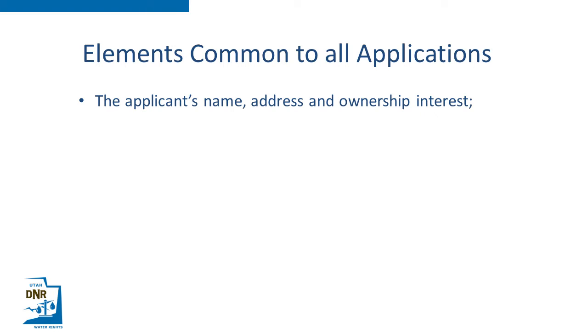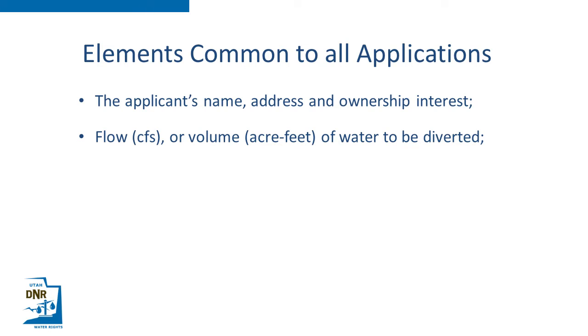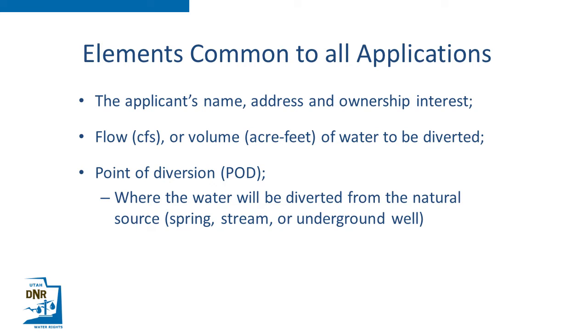There are some elements that are common to all applications, whether they are applications to appropriate, changes, or exchanges. The first is that all require the name of the applicant and a valid address. The ownership interest in the water right is also needed, especially if there is more than one owner listed on the water right or the application. Water quantity is also important. Typically, water is measured by volume in acre feet, but sometimes the measurement is by flow, which is cubic feet per second.